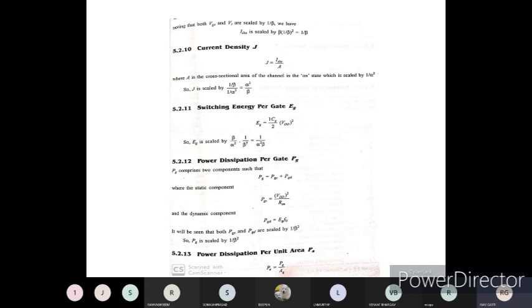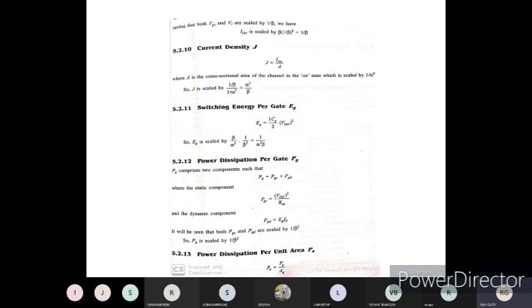And similarly the dynamic power. The power dissipation per gate is a combination of two powers, as I said. One is the static power and one more is the dynamic power. The static power we just now wrote, that is PGS is nothing but VDD square divided by R on. Whereas the dynamic power is given by Eg into F naught. So when I substitute all these expressions, your power dissipation will be scaled by a factor called 1 by beta square.